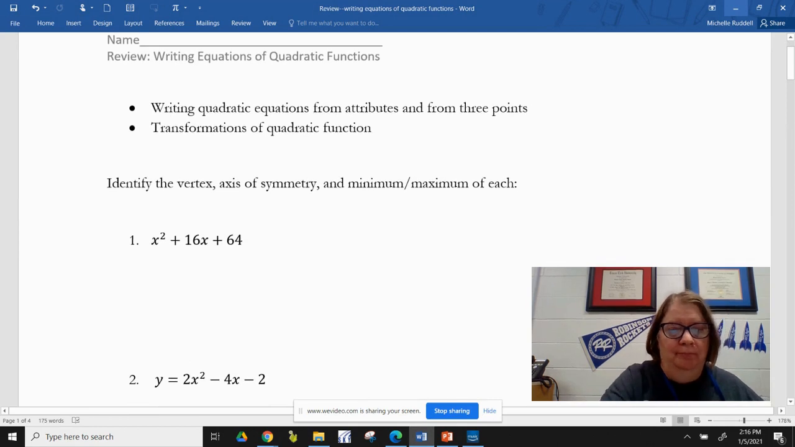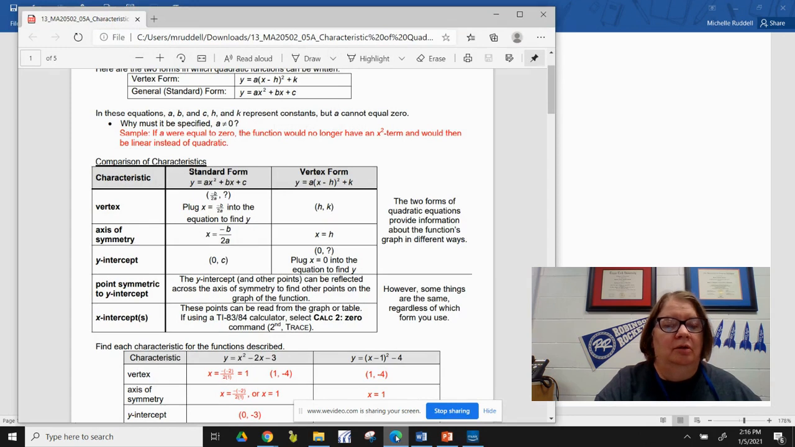Do you remember, let's see if I still have it here. We had this chart that told us how to find the parts or the attributes or the characteristics of quadratic functions from the two different forms. It's standard form and vertex form. With standard form, you're working with A, B, and C. With vertex form, you're working with A, H, and K. So we're going to go through a little bit of review here.